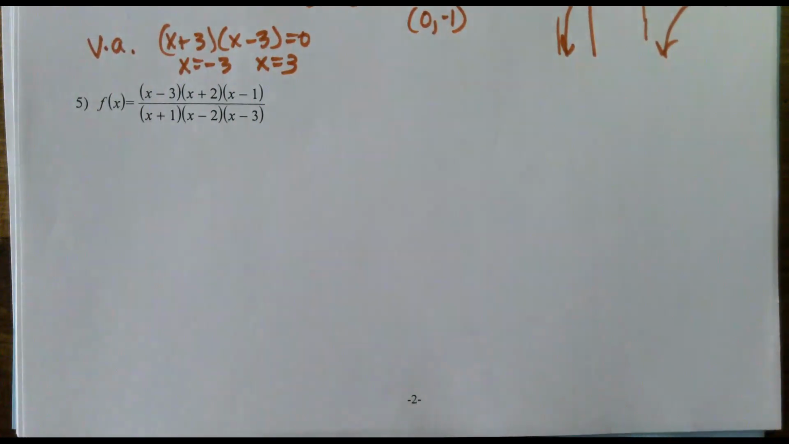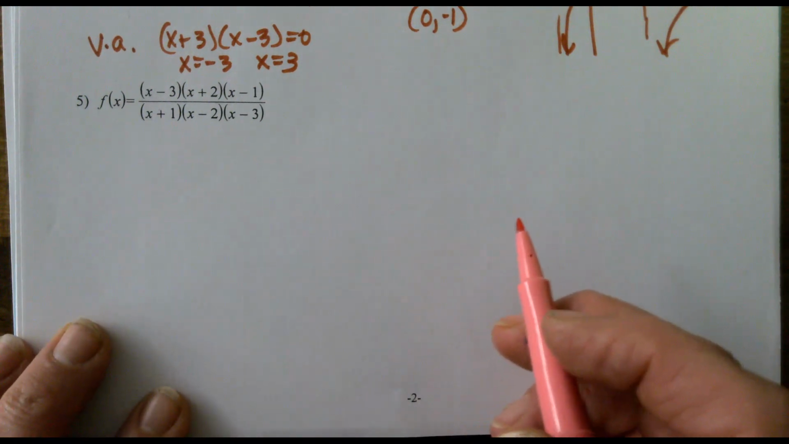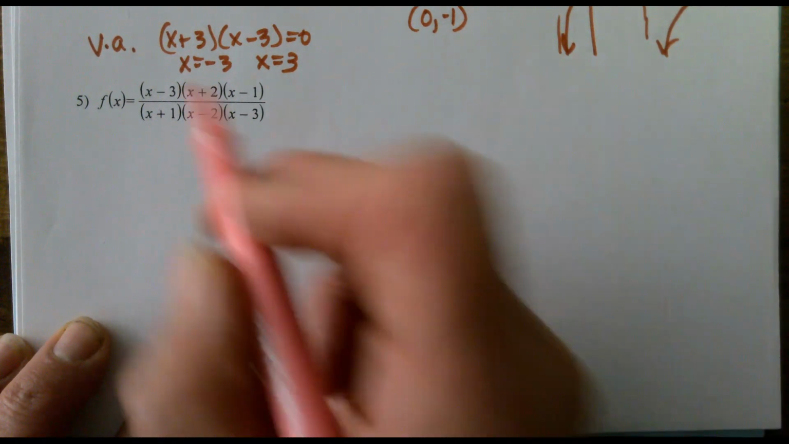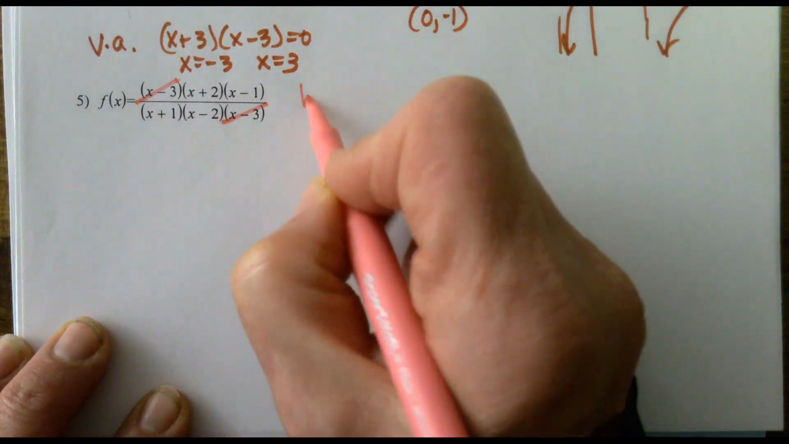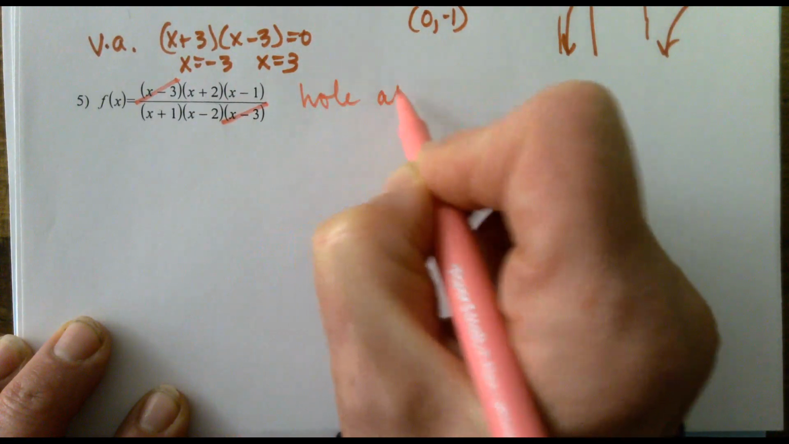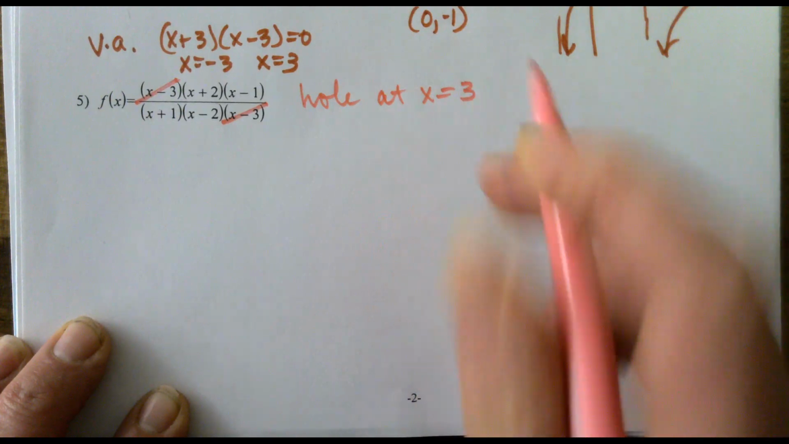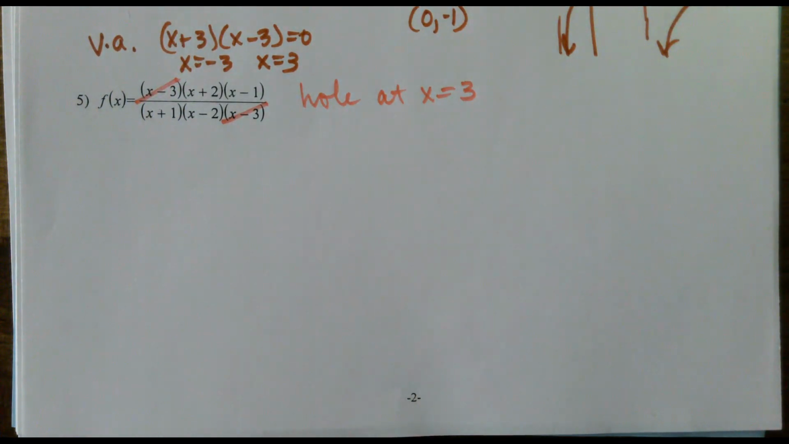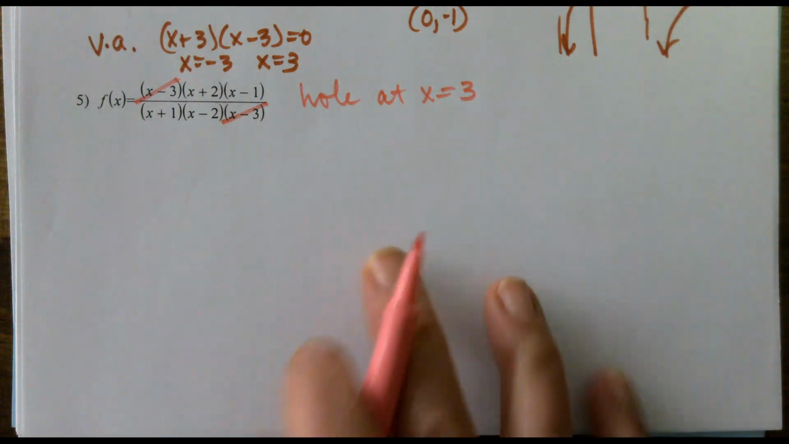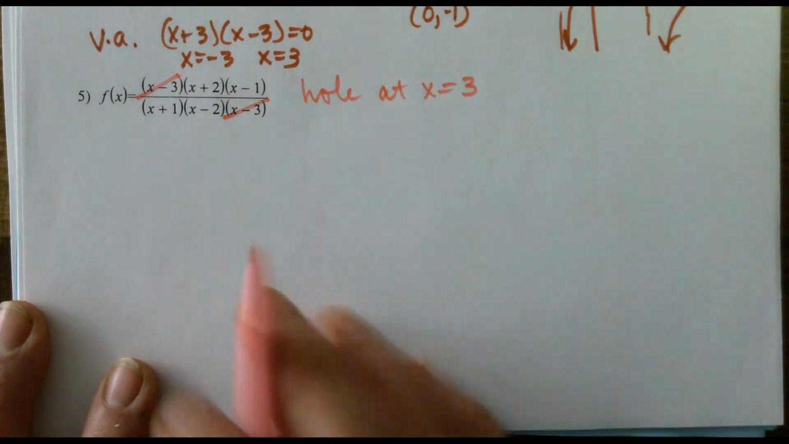Already factored, I don't need to do that. Are there any holes? Yeah. Where? X minus 3, x minus 3. Yep. So there's a hole at x equals 3. Remember, it's on the function, not on the x-axis. But there's a hole at x equals 3. That's when x minus 3 equals 0, so it's the opposite of whatever that is.